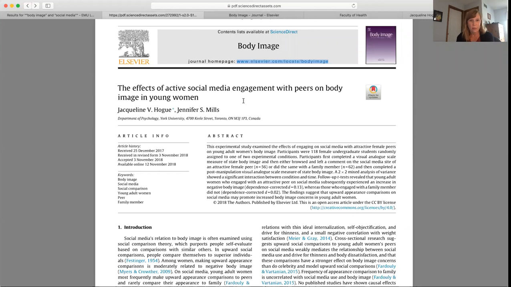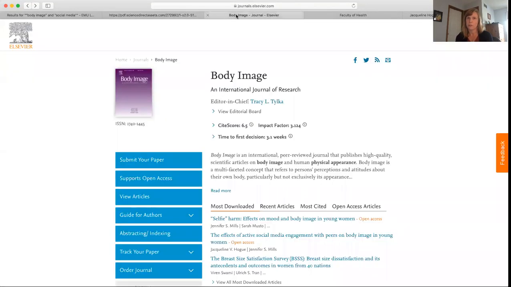The other thing that you want to know is the publication that it came from. So this is the journal that this article is published in. It's an actual publication called Body Image. And we can look at the journal page to find out more about what this publication is.